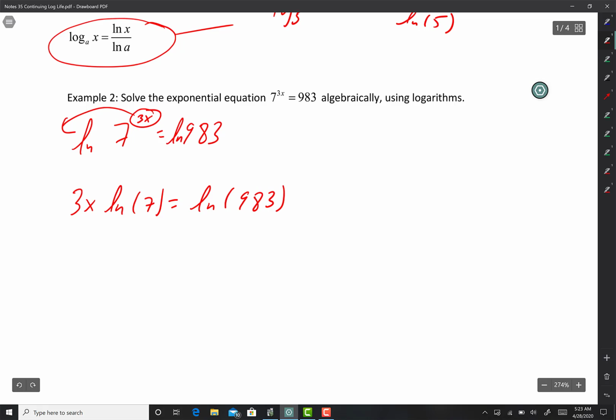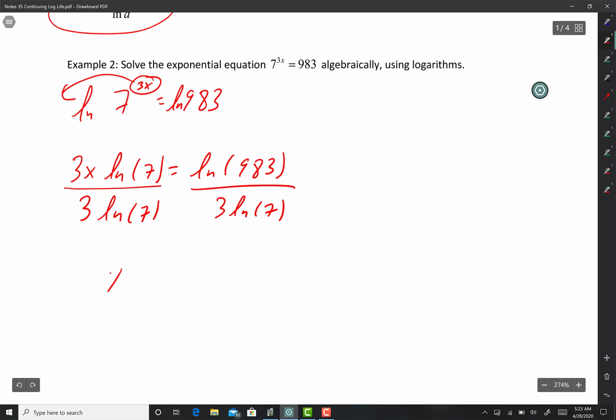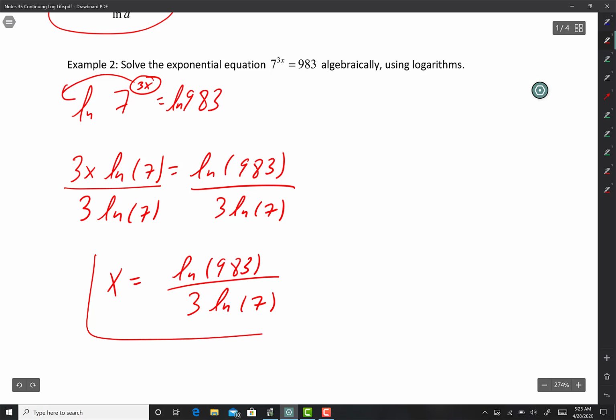And then what you want to do is get rid of that 3 and ln 7. Because it is all a product, 3 times x times ln 7, I'm going to divide by 3 ln 7. So then we have x equals ln 983 divided by 3 ln 7. If you're taking an exam with no calculator, I would leave it like that.